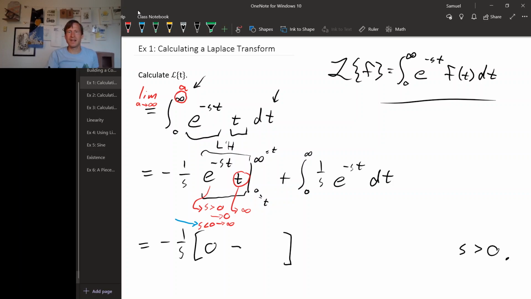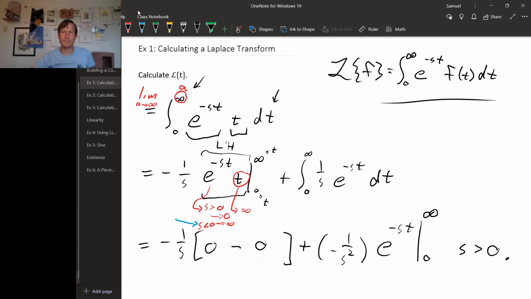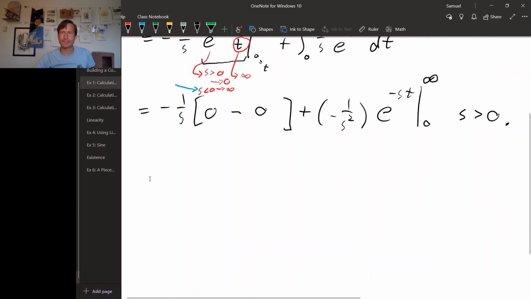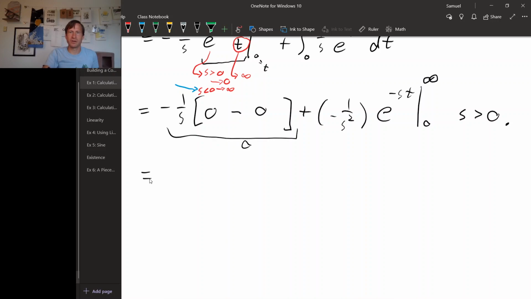Minus, and now we use the bound at 0. When you plug in 0 for t, this whole thing comes out to be 0. So this first term actually doesn't end up contributing anything. Plus, and now we need to integrate all of this. So we get minus 1 over s squared times e to the minus st. And again, we need to evaluate at our bounds here. Remember all of this stuff was 0.